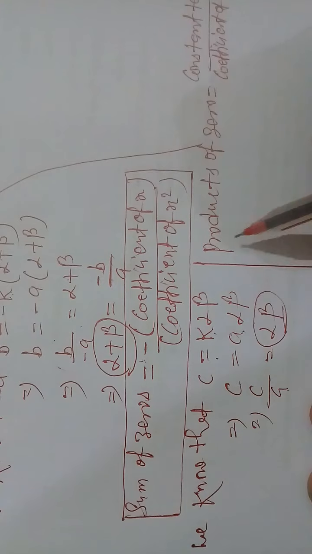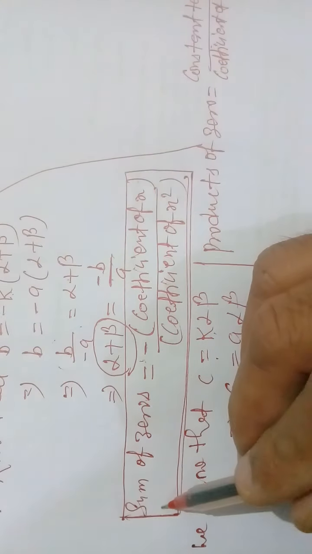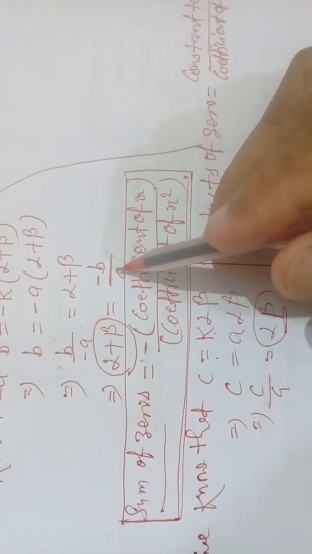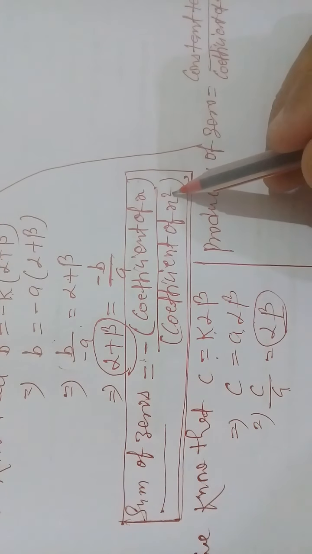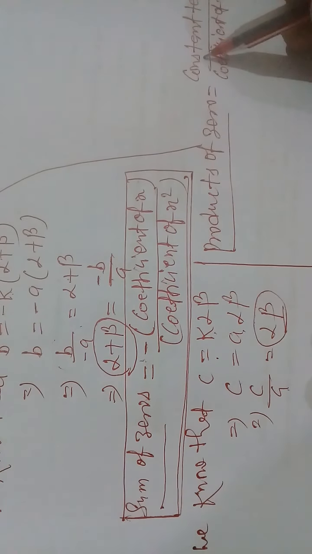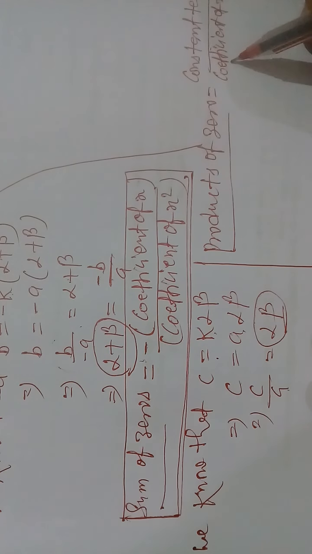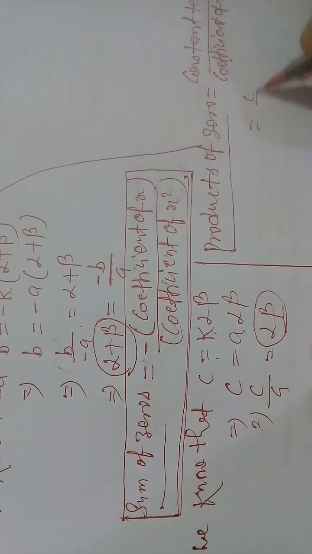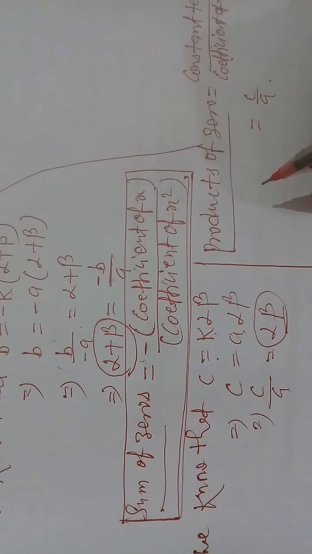It's proved. Both are formulas: sum of the zeros is minus b by a, meaning minus coefficient of x by coefficient of x square. Product of zeros is constant term by coefficient of x square, meaning c by a. It's enough. In the next video I will solve some questions of this chapter, polynomials.